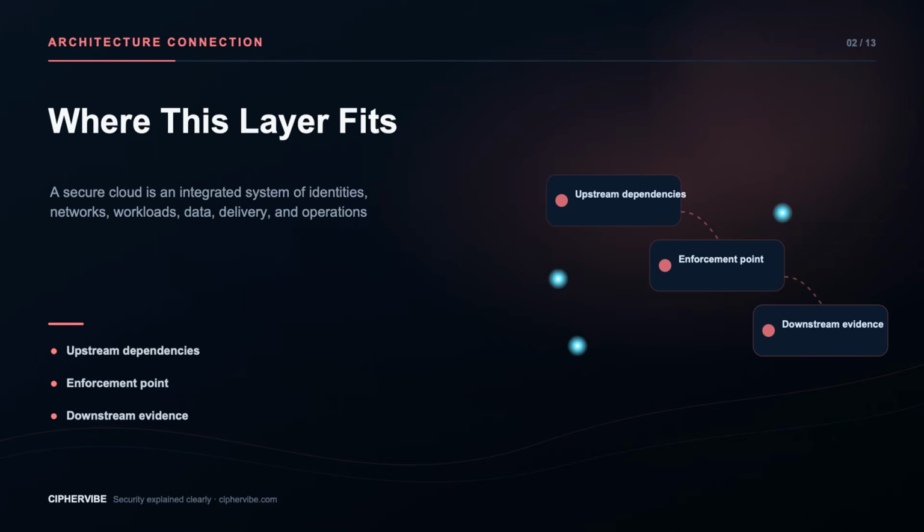DLP consumes labels and discovery findings, then applies guardrails at endpoints, SaaS services, APIs, databases, and cloud storage. It also supplies high-value signals to detection, investigation, and regulatory response. Treat the architecture as a chain. A trusted identity requests an action, a policy makes a decision, a workload or data service enforces it, and telemetry records enough context to investigate later.